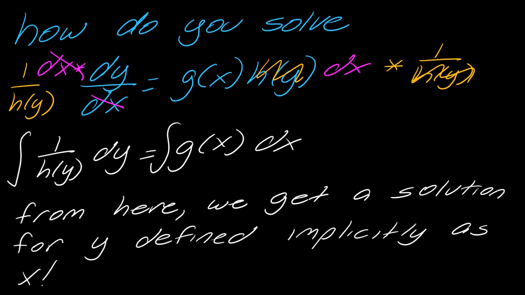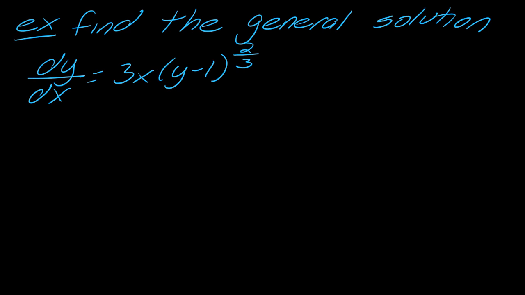Okay, so maybe this looks like kind of a lot, but I did want to show you some of the ideas behind this. So let's just jump into an example then. Let's talk about finding the general solution of this. So notice how this side is separable. So I've got this piece here, kind of my function of x, and then I've got this other piece here.